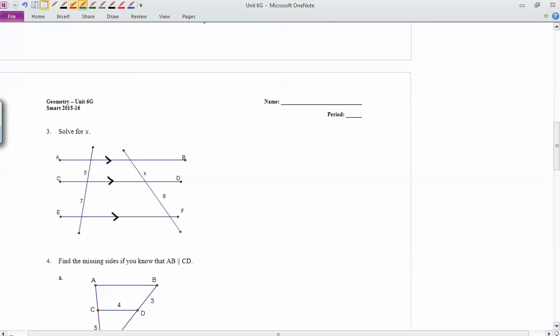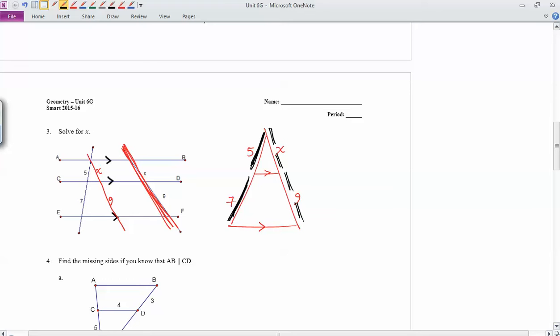But if you want to see how that works, just imagine that you slide this one over. So if you slide this one over to here, then you form little parallelograms right here. So this guy is x, and this guy is 9. And now you've got a problem that looks like this. 5 here, x here, 7 here, 9 here. And then you can use one of the same properties that we discussed just a minute ago, where this one over this one equals this one over that one. Right?